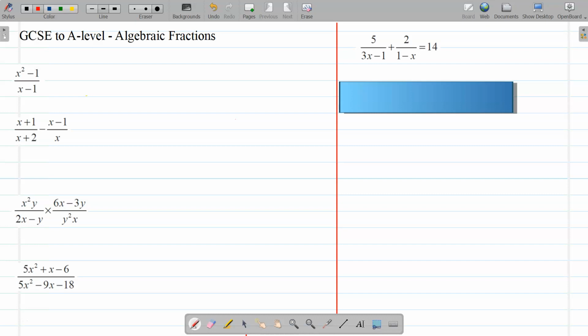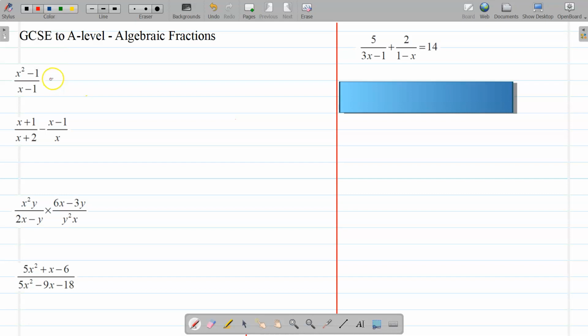Okay, now what we're going to look at here is on the left we have four algebraic fraction expressions that we have to simplify as far as we can. And on the right we have an algebraic fraction equation that we've got to solve. So we'll look at the questions on the left first, and during these we will come across several algebraic techniques that you need to be familiar with that will come up in A-level maths quite a lot.